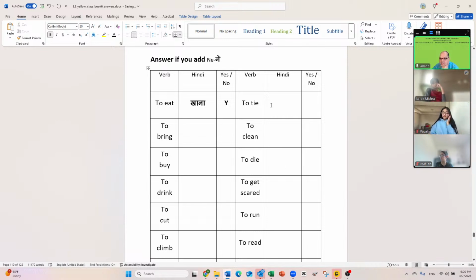Okay, Aarav, what is the Hindi word to tie? I'll give it to you. Bandhana. Now ask the question, what did you tie? Do you get an answer? Yes. So would you add ne or not? I would add ne. You would add ne. So you'll say yes, which means you'll add ne. Got it?